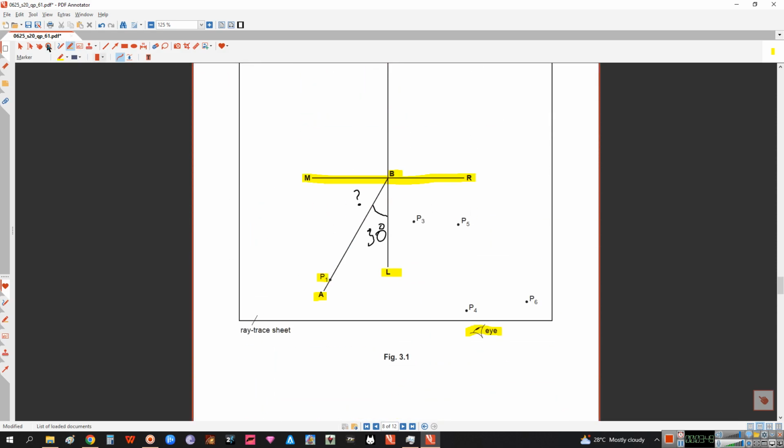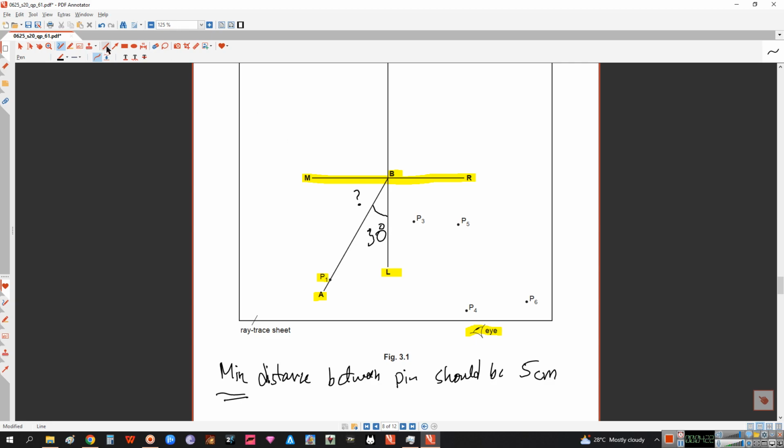Now to mark a position for P2, you need to understand that whenever we are doing ray tracing diagrams, the minimum distance between pins should be 5 centimeters. That is the minimum. It can be more, but it needs to be at least 5.